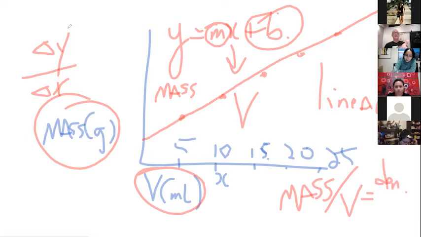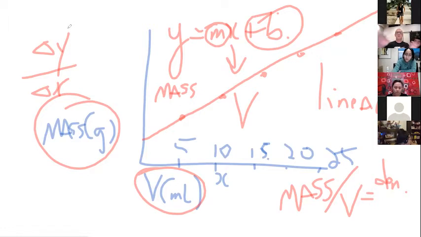So the advantage of doing it this way, we could calculate the density of each one of those. At 5, we could calculate the density at 5 and at 10 and at 15 and at 20 and 25. We could do that, but it's much more accurate to use all the data to determine what the density is. So we're going to use all of that information. And so we should get a very good line. We should get a linear line.